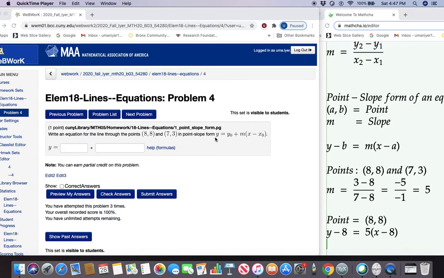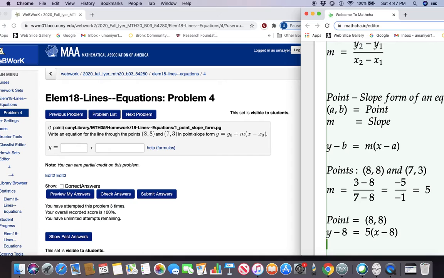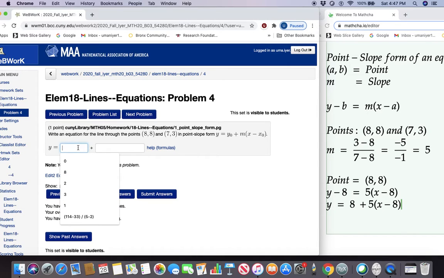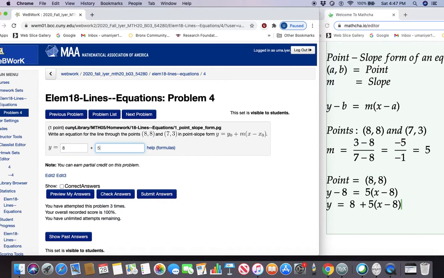Okay, so they want you to move the y coordinate to the other side and just write y equals y naught plus m times x minus x naught. In other words, they want you to move the negative 8 over there. That is, y equals positive 8 plus 5 times x minus 8. All right. So the first input here is positive 8. The other input is 5 times x minus 8.